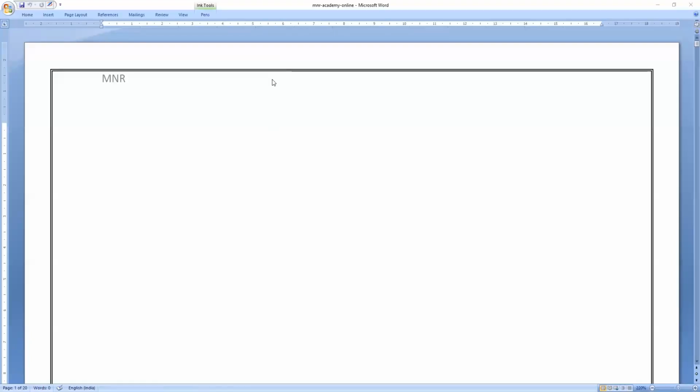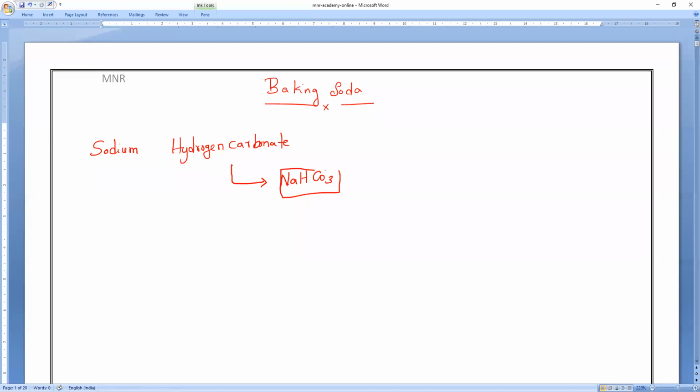So as we all know, what is the scientific name of baking soda? Sodium bicarbonate, or we used to call it sodium hydrogen carbonate. We all know the formula, sodium hydrogen carbonate or bicarbonate. What is the formula? NaHCO3. So what is the process we use to manufacture this one?